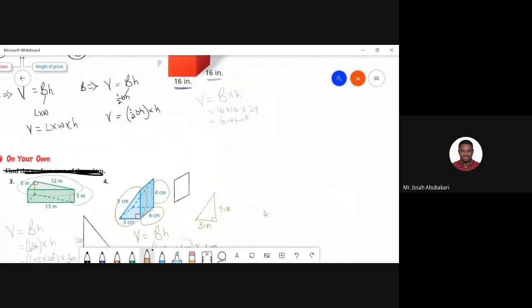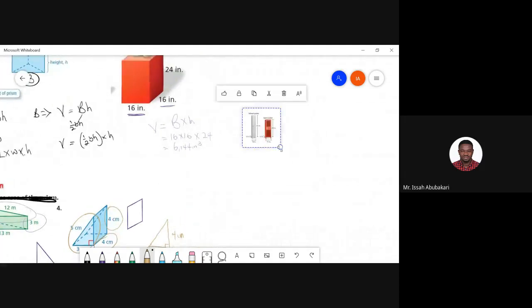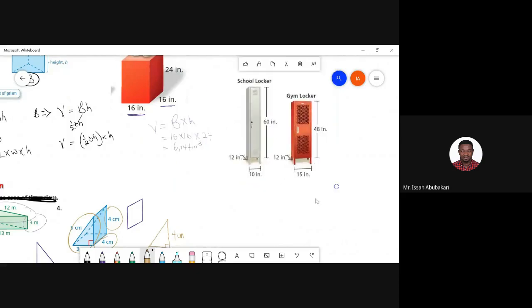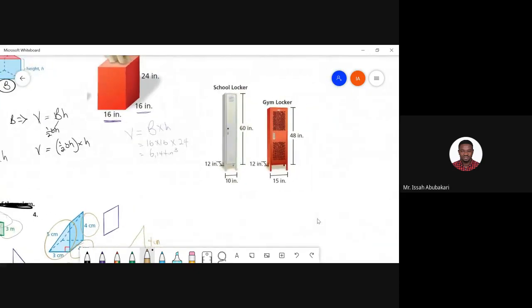Assuming you went to the locker room and you found this, and you are asked to choose one of these to use as your locker at the gym or at the sports center, okay? So we have 2 of them, these 2. Assuming this is a school locker and a gym locker, and you can only choose one. Which one are you going to choose? Having in mind which one can contain a lot more items. Because when you talk about volume, we are talking about the quantity a figure can contain. So looking at these 2 lockers, which one can take more?